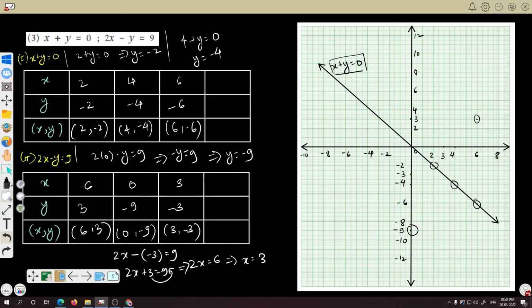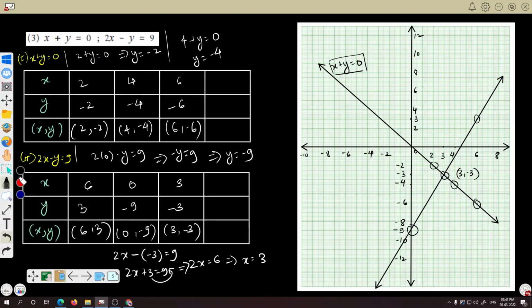Fine. Now the last point was 3 comma minus 3. If you plot this exactly at this point, here it is 3 comma minus 3. I hope this is clear to you. Now to plot the graph, we will join all the 3 points like this. Make sure that the points lie on the line. This is very important. Like this, I'll extend the line.